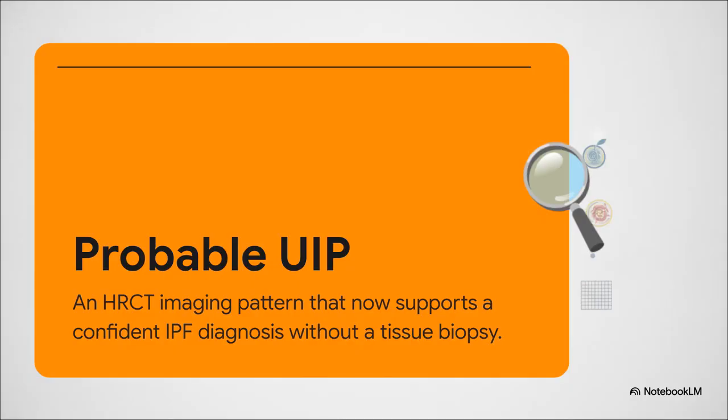Speaking of biopsies, we need to talk about a massive game changer from the 2022 ATS-ERS guidelines. They updated the HRCT patterns into 4 tiers and introduced a brand new concept, probable UIP.